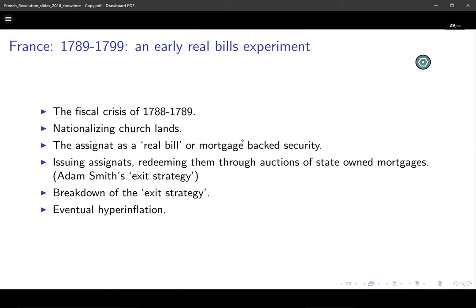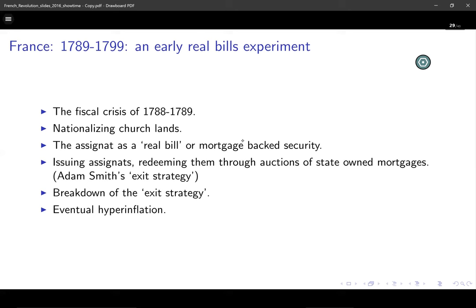Okay. And now with all this machinery, I'm going to just show you some stuff about 1789 to 1799. And I'm going to interpret it as kind of an early real bills experiment. Not quite, but close.